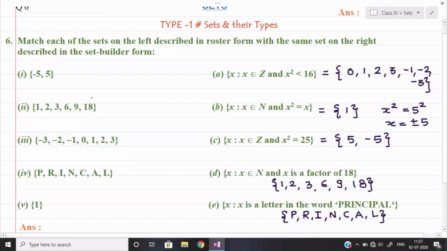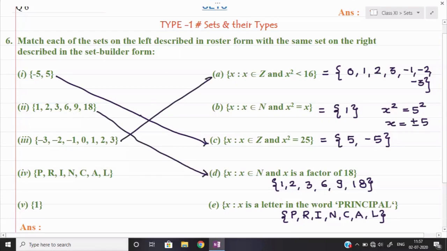Okay, minus 5 comma 5. So I think the first part is going to match with C, right? Similarly, 1, 2, 3, 6, 9, 18. The second part is going to match with D, right? Similarly, minus 3, minus 2, minus 1. It is going to match with part number A. PRINCIPAL is going to match with part number E. We can say, and 1. Where is 1? In part number B. Observe, if I try to match, it will match in this manner.